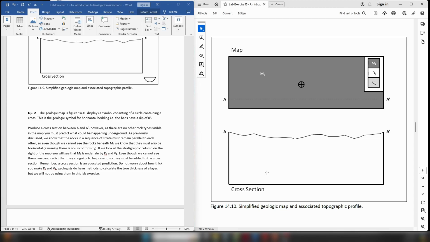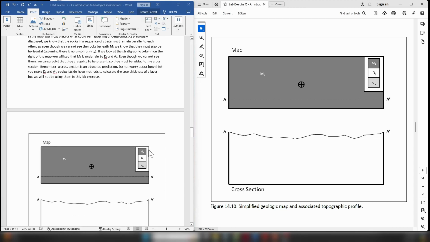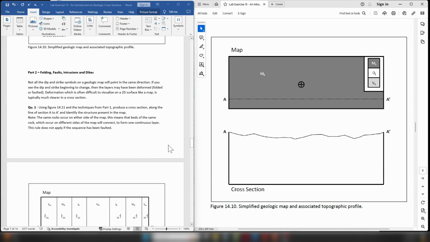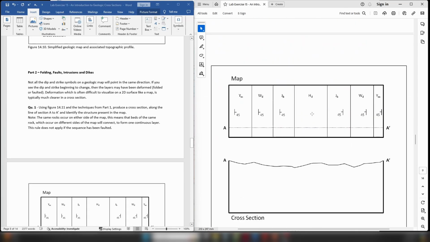Now, in this instance, I don't really mind how thick or thin you decide to make each of these 3 layers. Geologists do have techniques that we can use to calculate the true thickness of each layer so we could scale them correctly on a cross section. However, in this instance, we're trying to keep things simple. So all you have to do is draw me 3 horizontal layers and you can choose the thickness that you want to use. Okay, so once you've done that, we're going to be moving on to part 2.